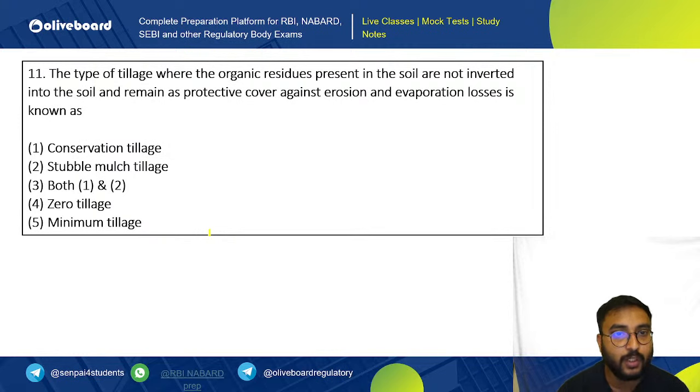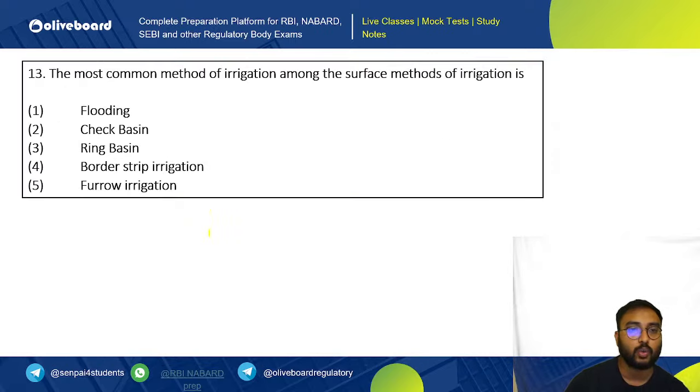What type of tillage where organic residues present in the soil are not inverted into the soil and remain a protective cover against erosion and evaporation losses? Conventional tillage, stubble mulch tillage, both 1 and 2, and zero tillage and minimum tillage. So the answer here is both 1 and 2.